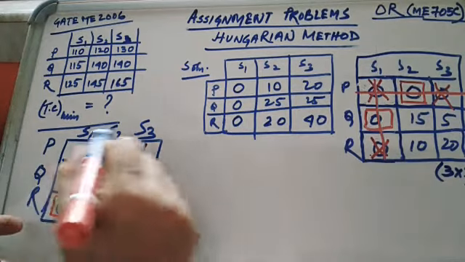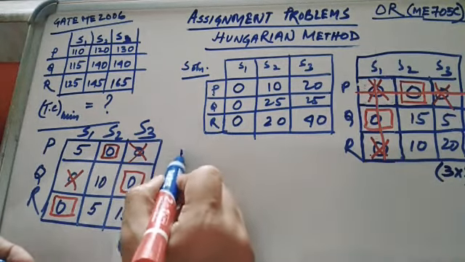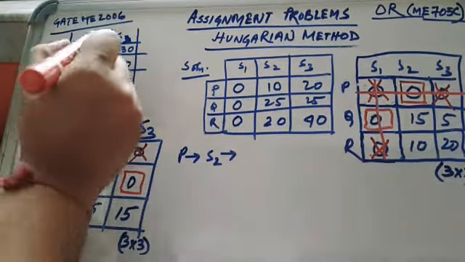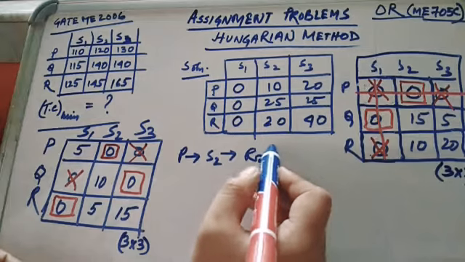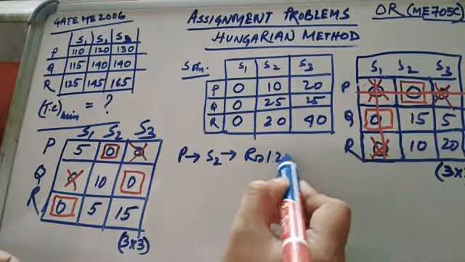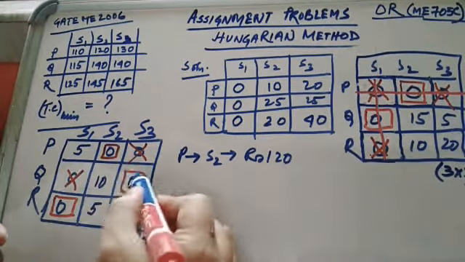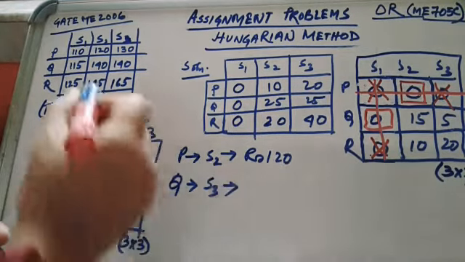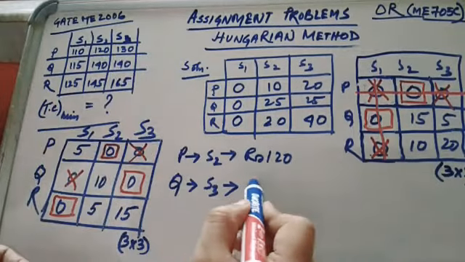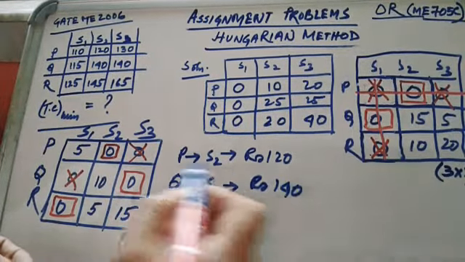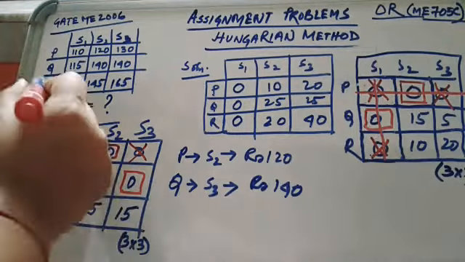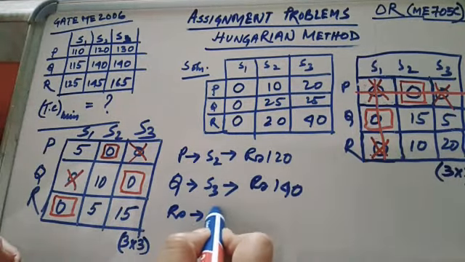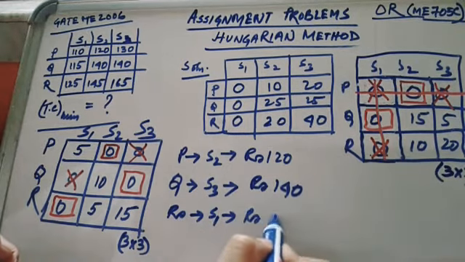Look, P is assigned to S2, which gives rupees 120. Now Q is assigned to S3, which gives you rupees 140. Next, R is assigned to S1, giving rupees 125.